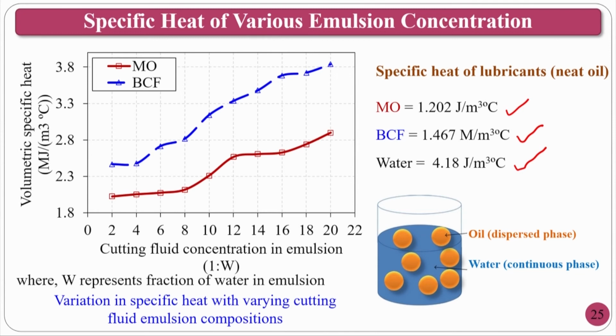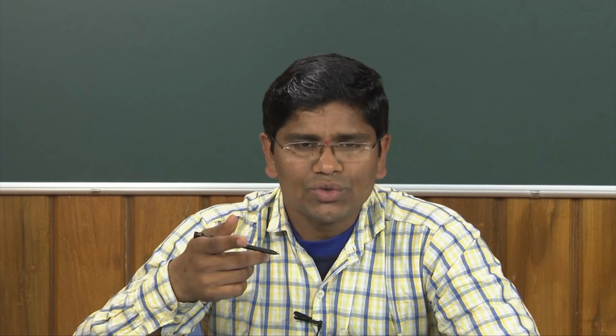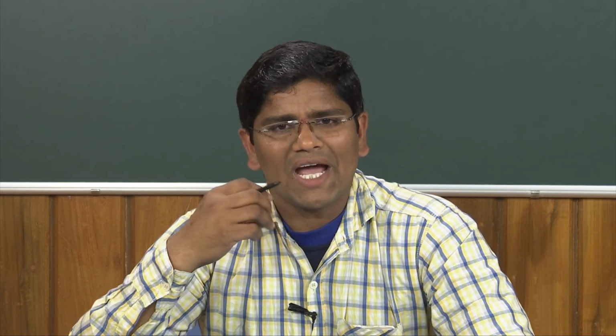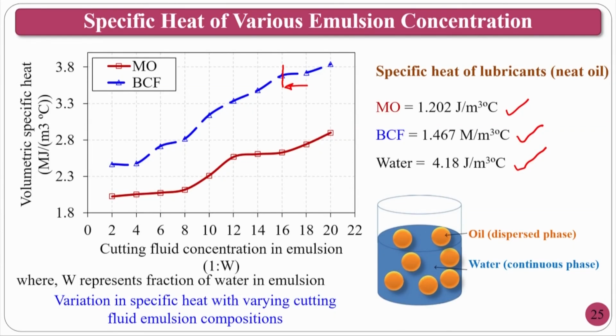But after 1:16, there is not much change in this region. That means from the conductivity point of view, you can choose any value after 8. From this particular point, you can choose 1:16, where the volumetric specific heat will be better.